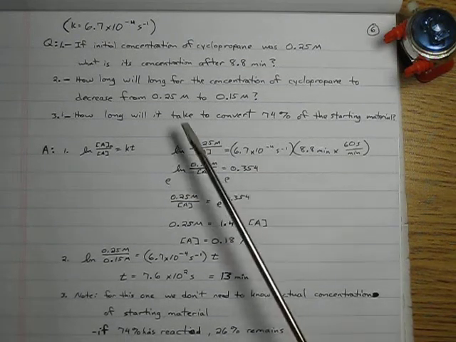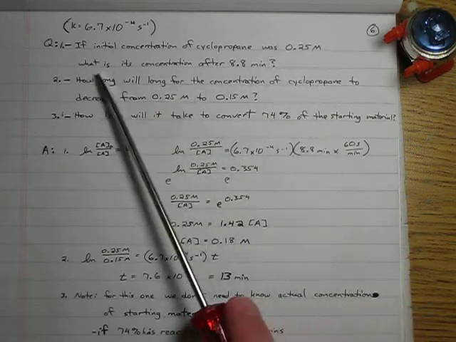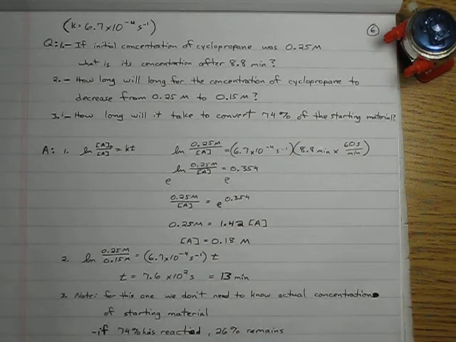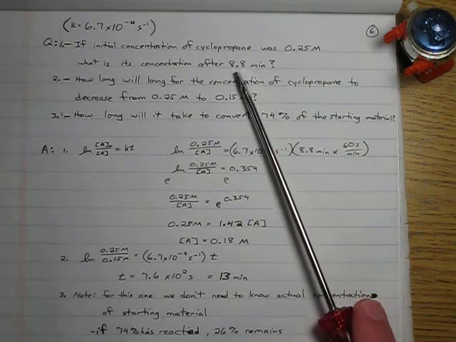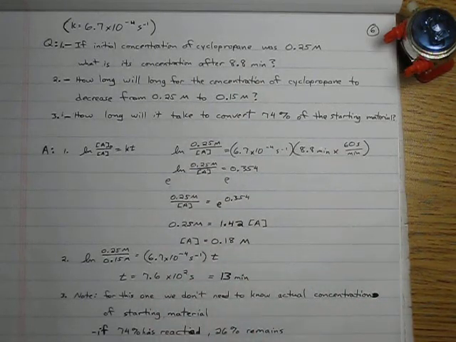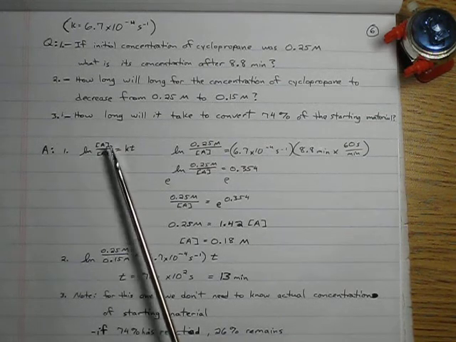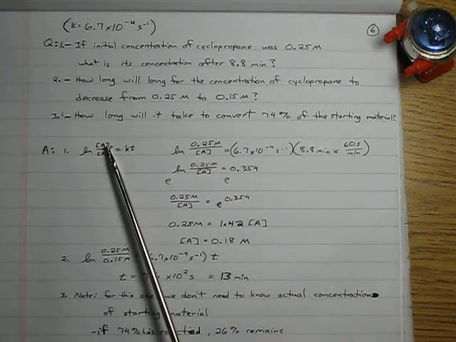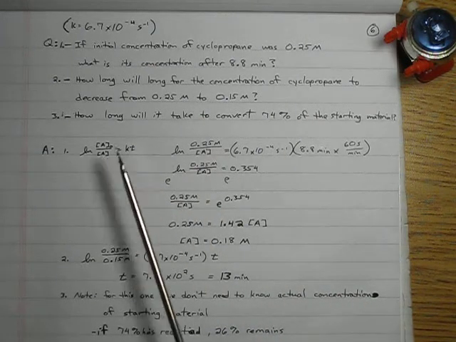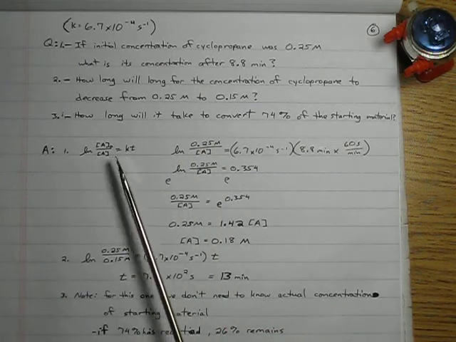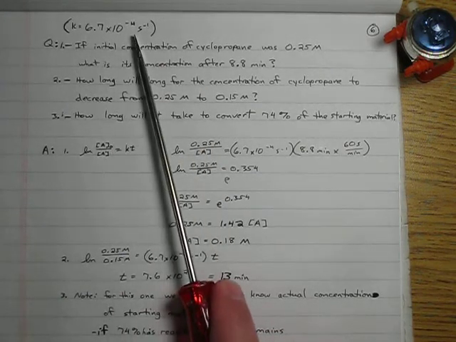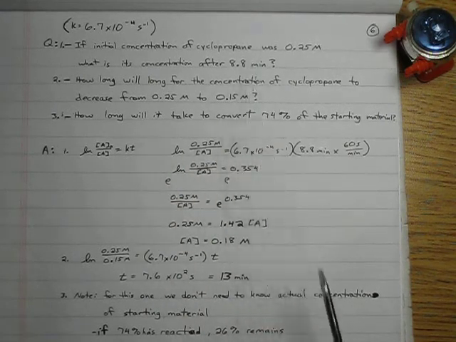First question, the initial concentration of cyclopropane is 0.25 molar. What is its concentration after 8.8 minutes? Well, let's see, what data are we given? We're given an initial concentration. We're given a time here. We've already got a rate constant. Oh, if only there were some sort of mathematical equation that related those 3 things. Here it is. The integrated rate law. We know that the natural log of the initial concentration divided by the concentration at time t, that's what we're after, equals k, the rate constant, times that time, which is 8.8 minutes.